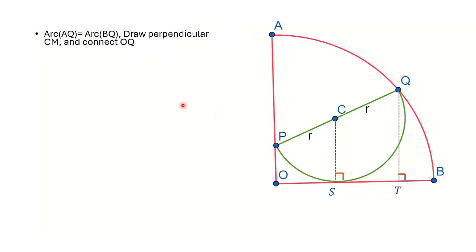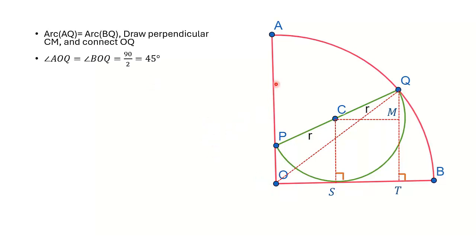Now in the problem it is also given that arc length AQ is equal to arc length BQ. So this length is equal to this length. So now I am going to use this given fact. To use this, first let us draw a perpendicular CM. So from point C, I will draw a perpendicular on QT. So CM is perpendicular to QT. And connect OQ. I will connect O and Q.